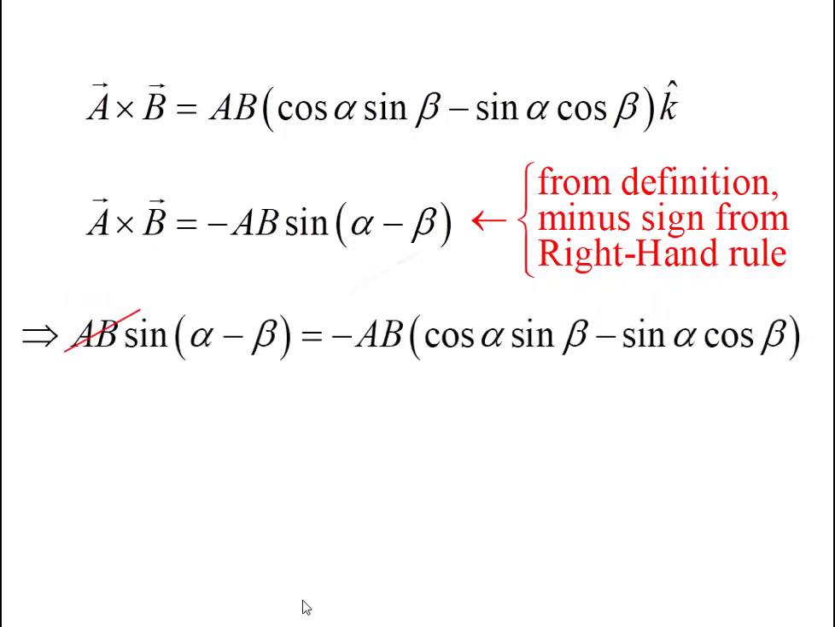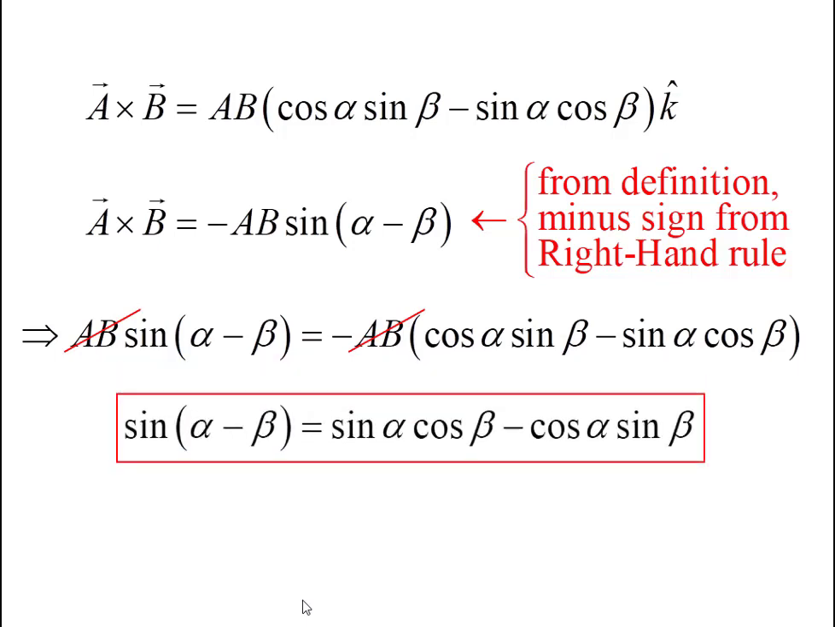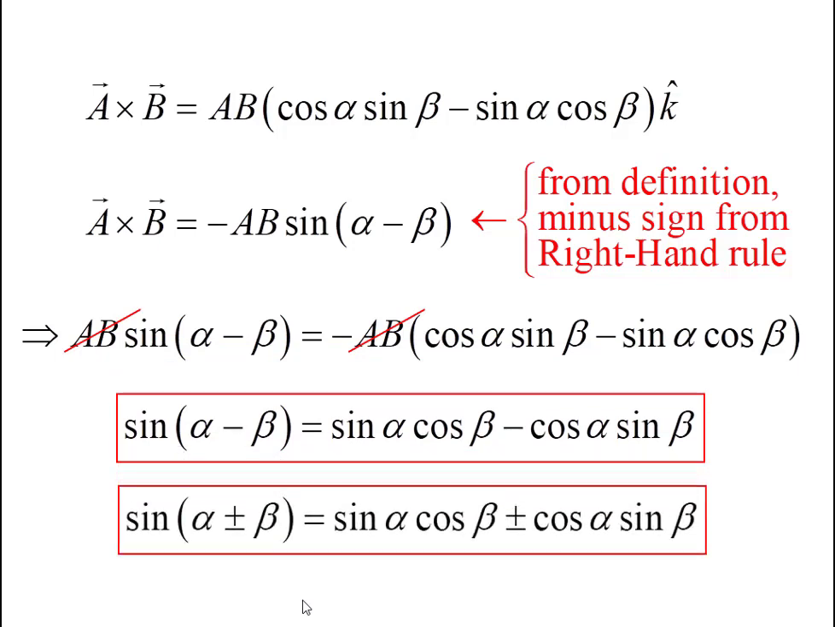So by combining these two alternative approaches to find the cross product of the two vectors, and by cancelling out this common term, which is ab, it turns out that sine of alpha minus beta becomes sine of alpha cosine of beta minus cosine of alpha times sine of beta. And the sine expansion for the sum or difference of any two angles always turns out to be sine of alpha plus or minus beta becomes sine alpha cosine beta plus or minus cosine of alpha times sine of beta.